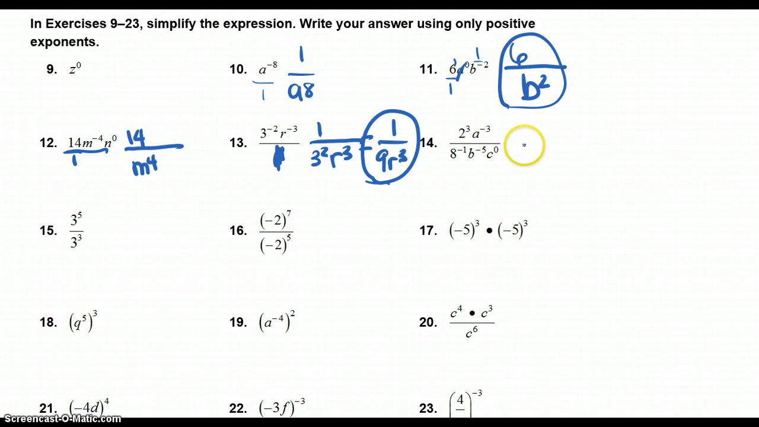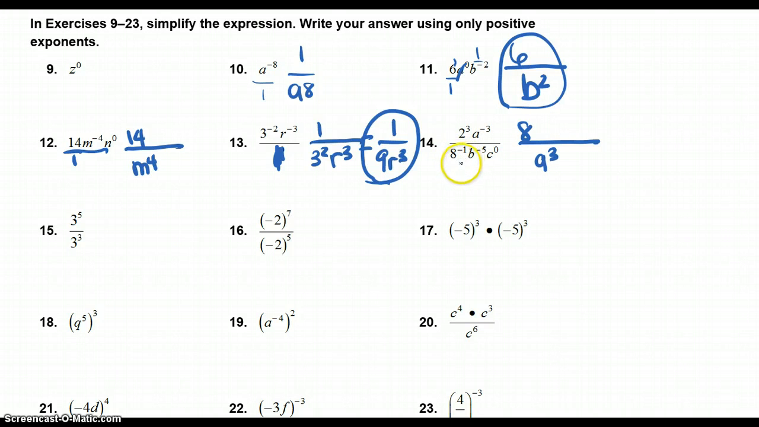Okay, keep going. Put a fraction bar. I look, 2 to the third, I can go ahead and just put 8. A to the negative third, that would be what? A to the third on the bottom. 8 to the negative first power.